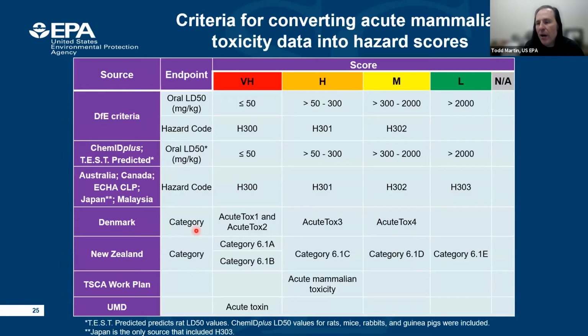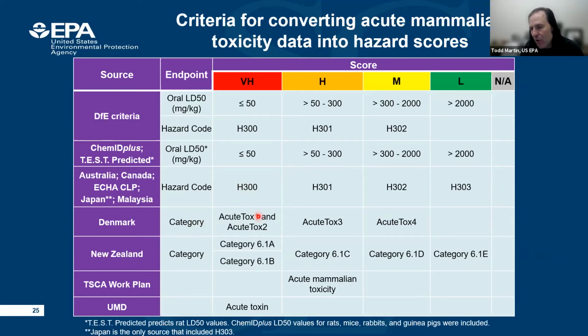Just to show you how we aggregate data from all these different data sources, we have to convert them all to a consistent scale. So we have to convert them all into low to very high scores. If you're looking at, say, acute mammalian tox, you could use quantitative milligram per kilogram values for the oral rat LD50 to come up with a score. You could use hazard codes, like if you had H300, it would be very high.